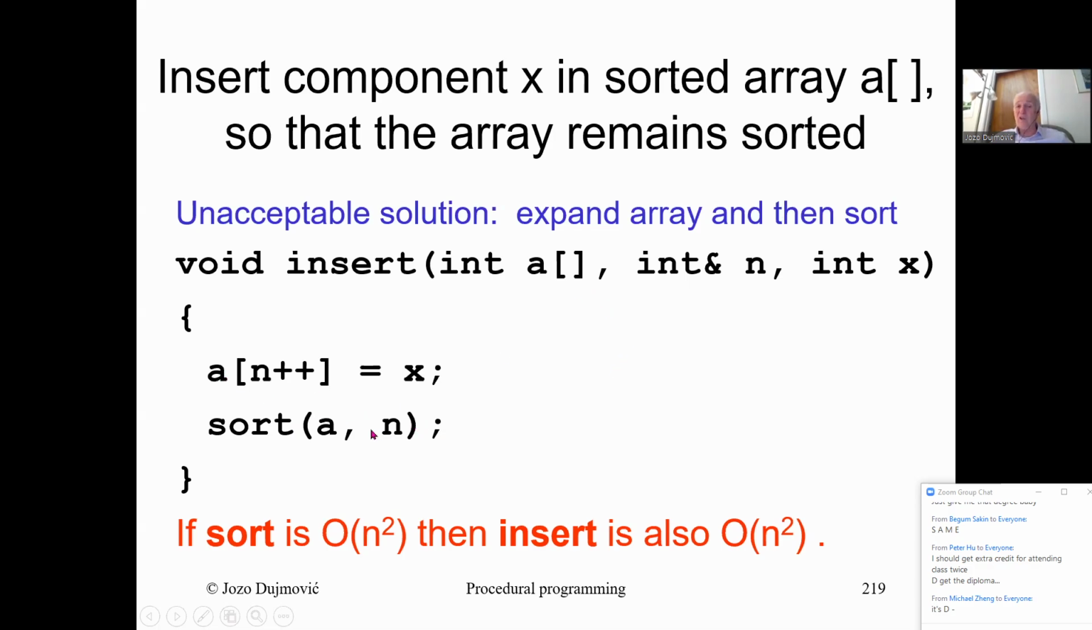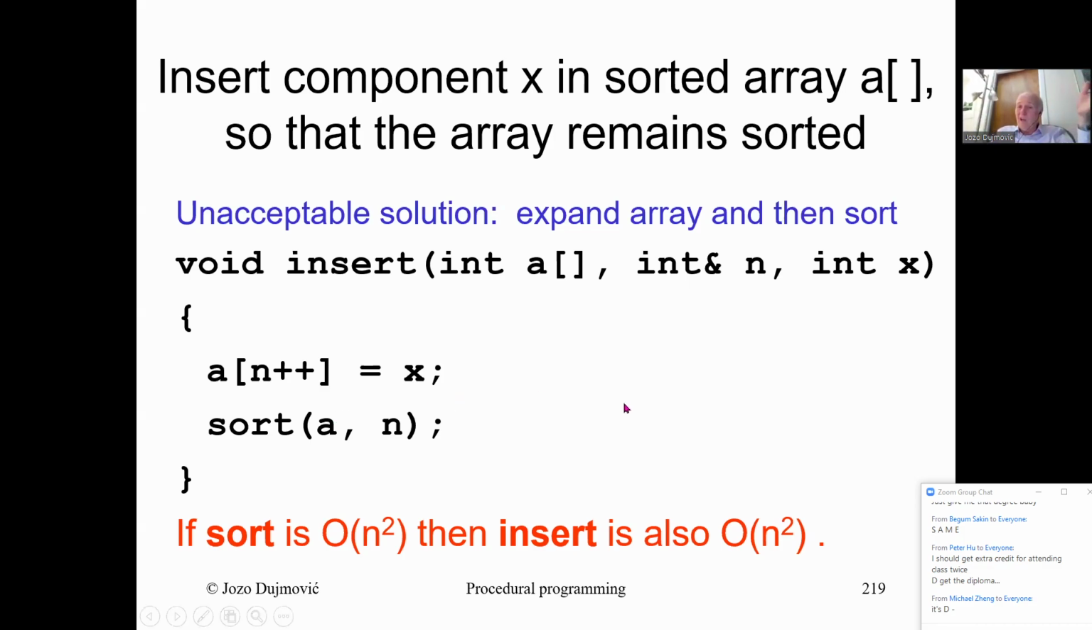So it has 2 lines of code. Beautiful. However, if this sort is a quadratic sort, then this insert is also going to be a quadratic insert, which is not acceptable. What is acceptable is that you know that those things that are greater than x should be shifted for 1 position right, and then x should jump into its position.